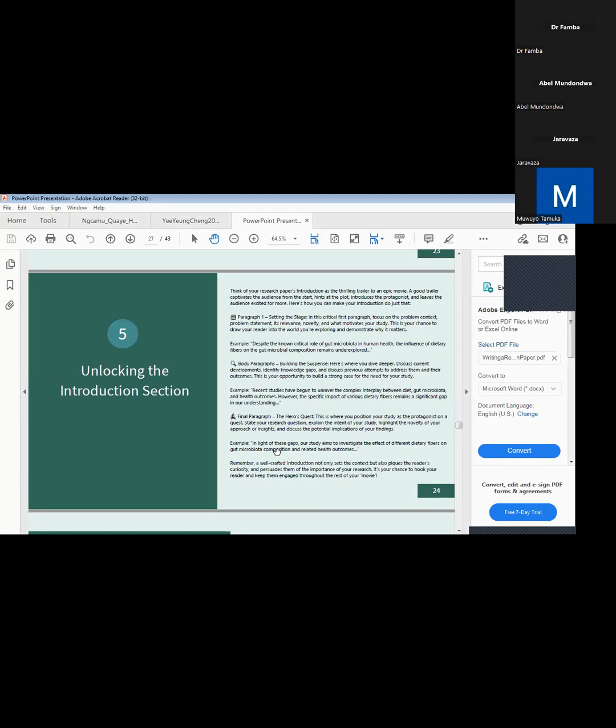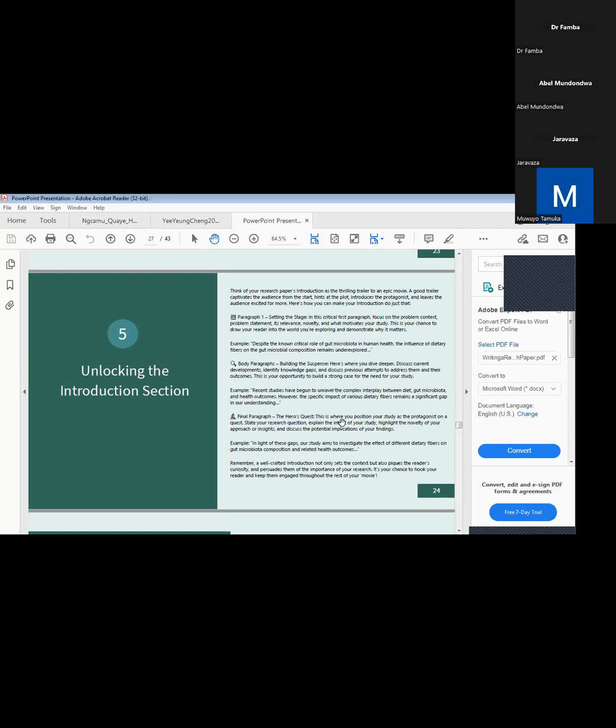motivates your study. This is your chance to draw your reader into the world you're exploring and demonstrate why it matters. We'll see whether you manage to do that when we later get to the introductions that you wrote, right? There are some introductions there, but because of our different backgrounds, the introduction may not really be in your area.